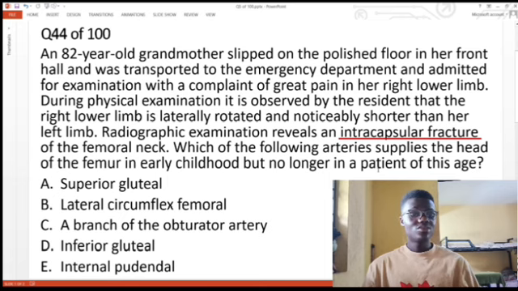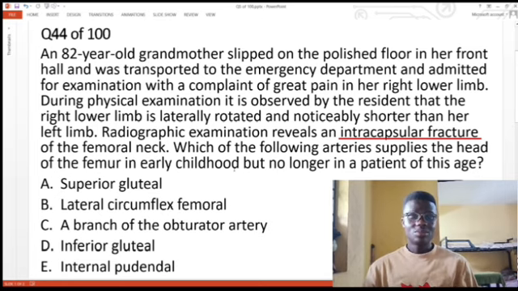But then the question did not even ask us which artery will be affected in an intracapsular fracture of the femoral neck. It is telling us which artery basically supplies the head of femur in childhood but does not support it in adults. That is a very straightforward answer. The answer is the obturator artery.